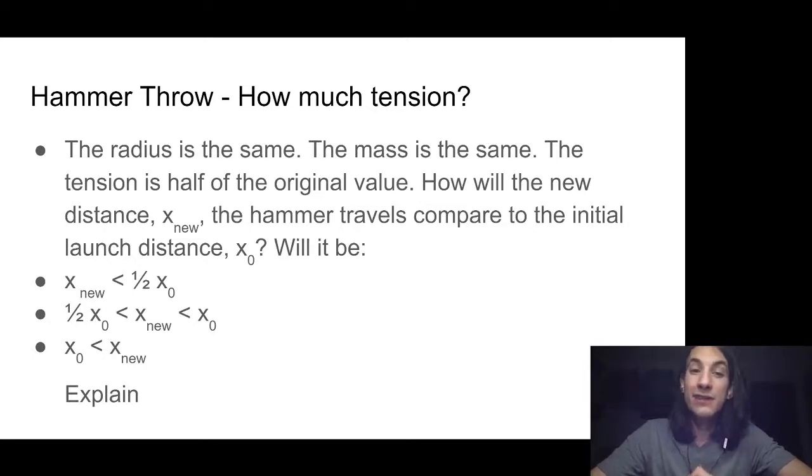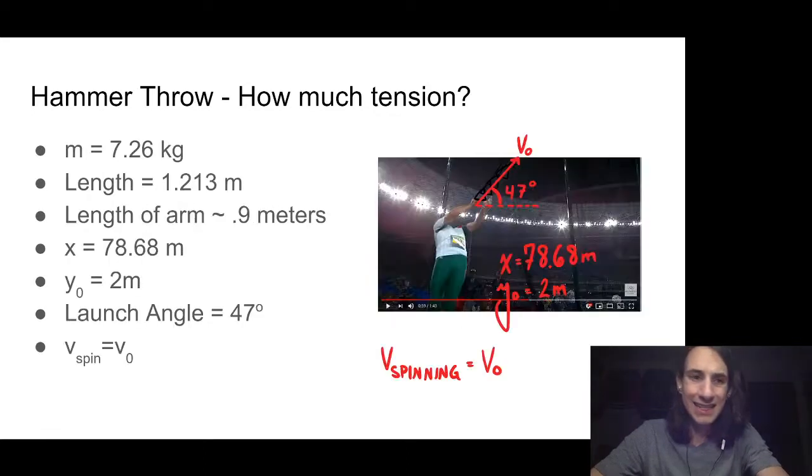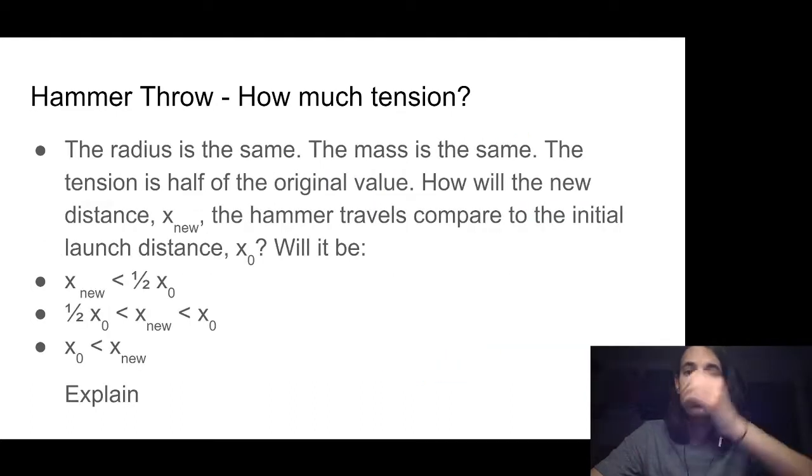How will the new distance that the hammer travels, let's call it x new, compare to the initial launch distance, x naught, that 78.68 meters? So if the tension is cut in half, how will it compare? Will it be less than half of the original value, greater than half the original value but less than the full original value, or will it be greater than the original value? And I want you to explain that. So this is all in the Google form.